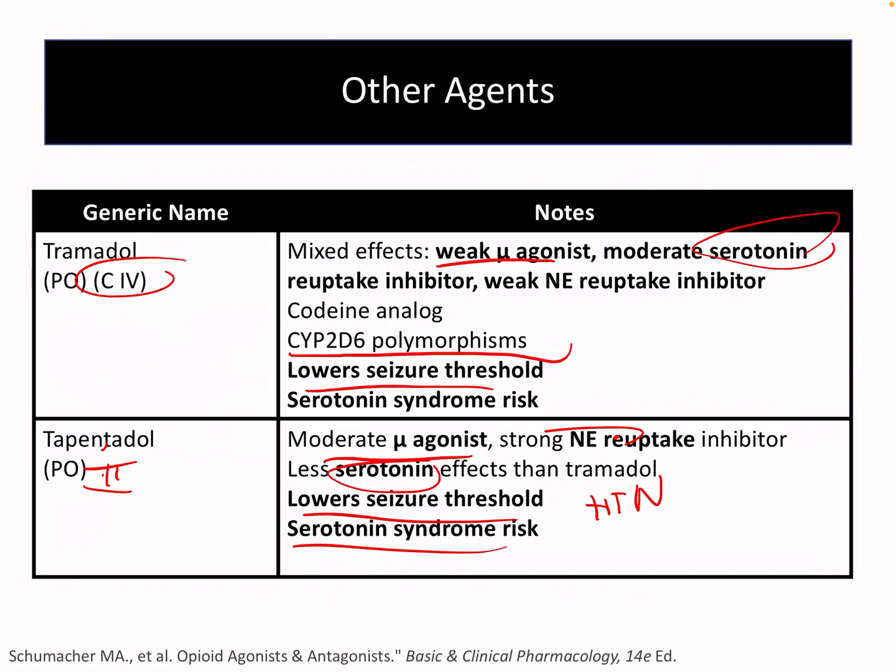Tramadol does get affected by the CYP2D6 polymorphism, so that is something you want to consider when looking at agents.